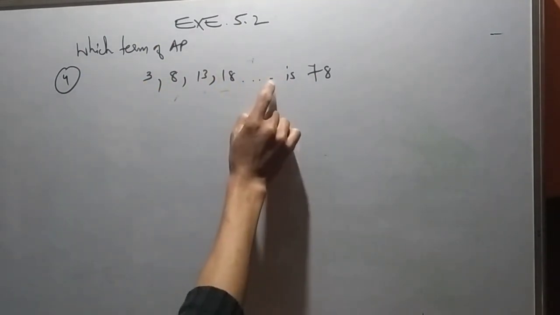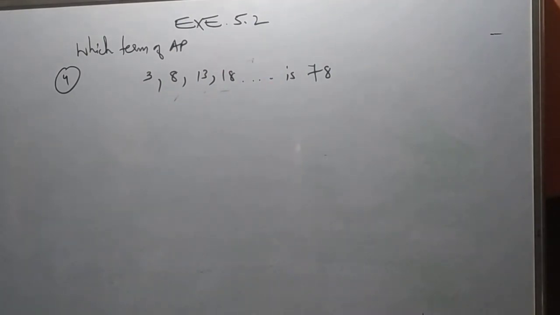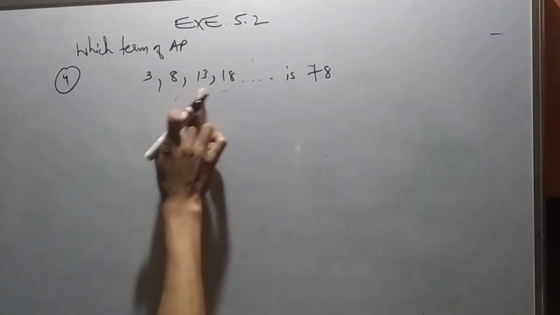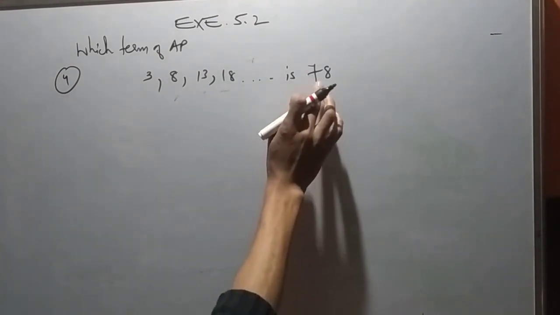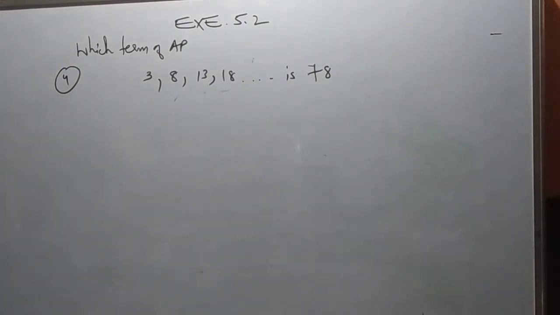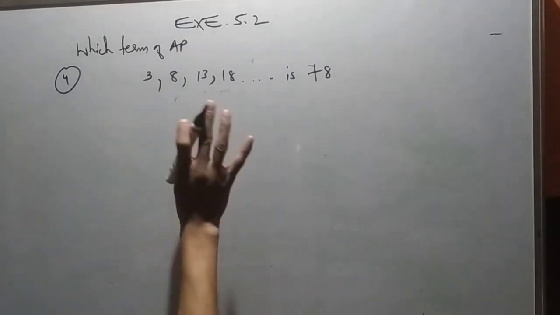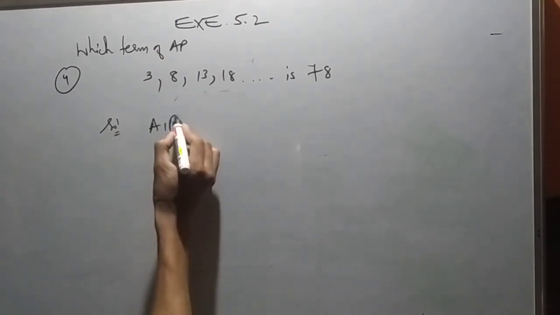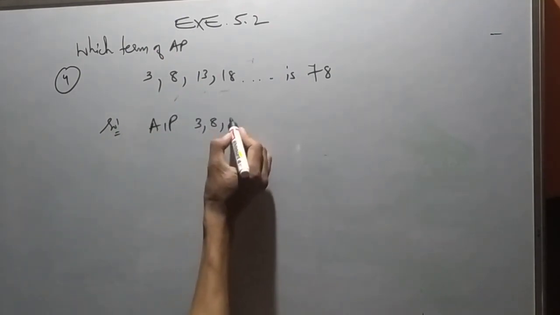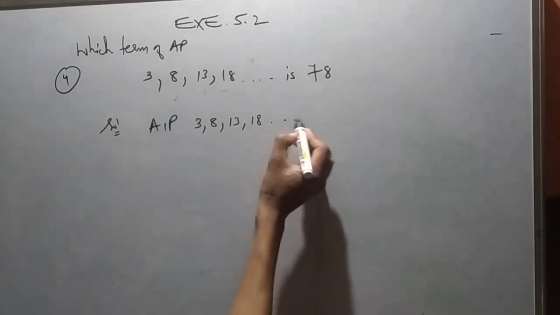We need to find the term number, that is, how many terms there are up to 78. So the number of terms is the unknown to find. The AP given is 3, 8, 13, 18, and so on.